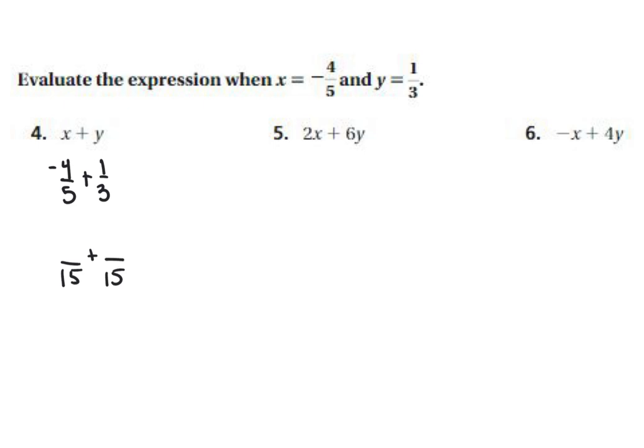So negative 4/5, we know we multiply 5 times 3 to get 15, so we would multiply the negative 4 times 3, and that would be negative 12. And on the right side, we'd multiply 3 times 5, so we multiply 1 times 5. So we now have negative 12/15 plus 5/15, that's going to be negative 7/15.